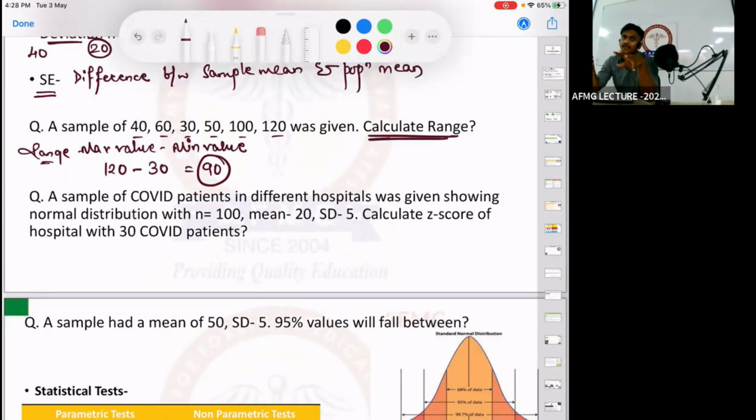So what is range? It is the easiest. Range is nothing but maximum value minus the minimum value. Here it would be 90 in this condition. No issues with this, anybody?